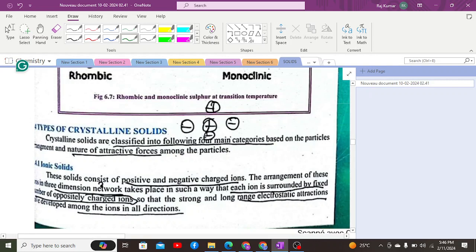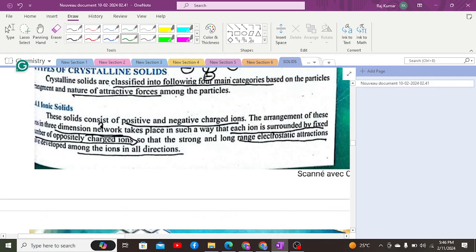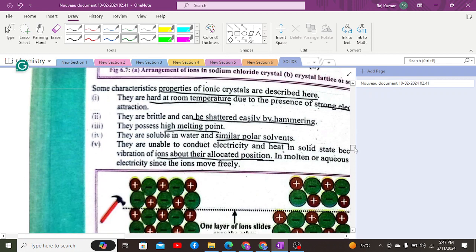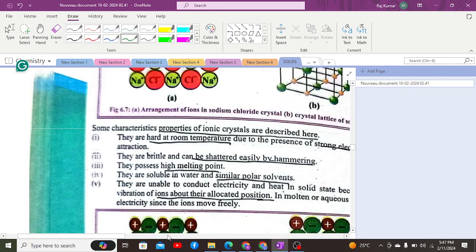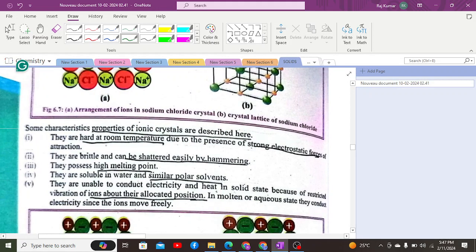Number one includes ionic solids. Ionic solids are those which consist of positively and negatively charged ions, and the bonding formed between them is known as ionic bond or electrovalent bond. The arrangement of these ions in a three-dimensional network takes place in such a way that each ion is surrounded by a fixed number of oppositely charged ions, so that strong and long-range electrostatic attractions are developed among the ions in all directions, right? And when it comes to their structure, the structure is crystalline. I mean, they do not exist in amorphous form, they exist in crystalline form.